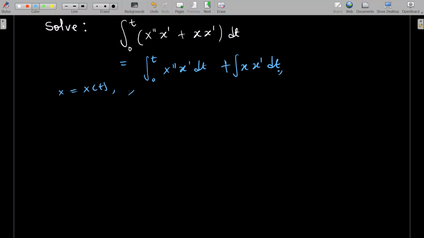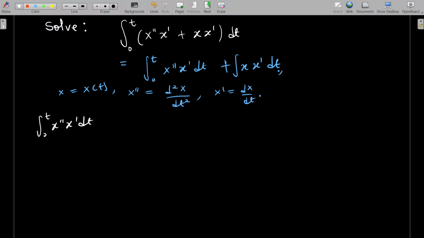Here we should take notice that x is a function of t. x prime prime is the second derivative of x with respect to t, and x prime is the first derivative of x with respect to t. The first thing I want to do is pick the first part of our integral, try to do that, and put it in a different place.